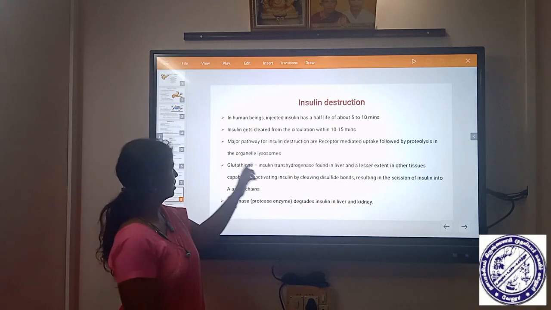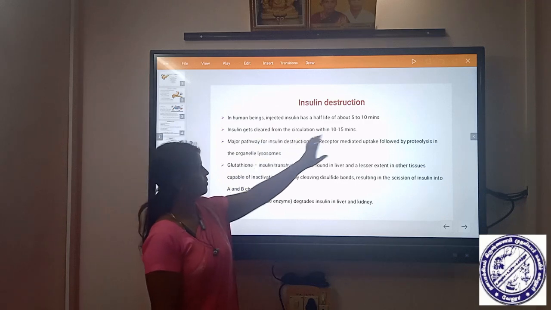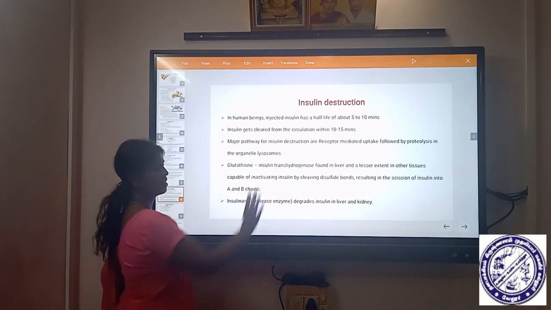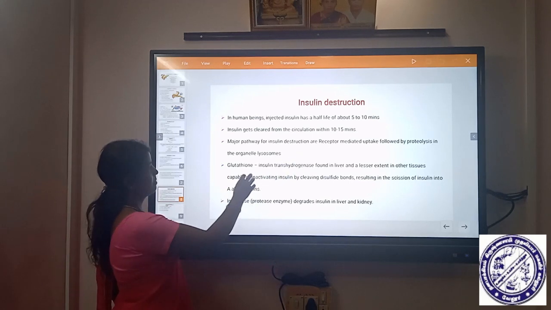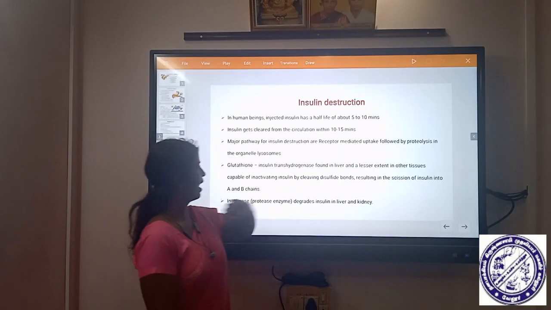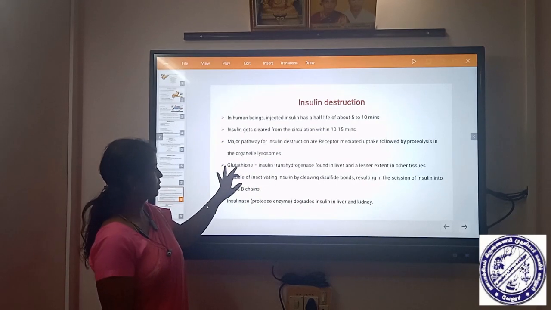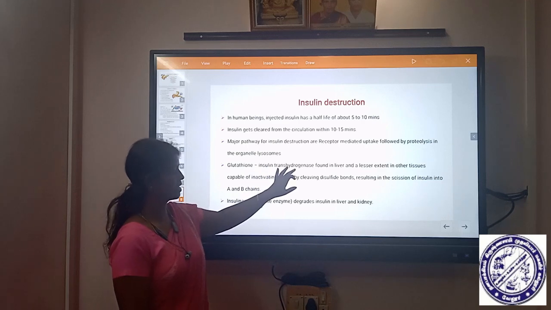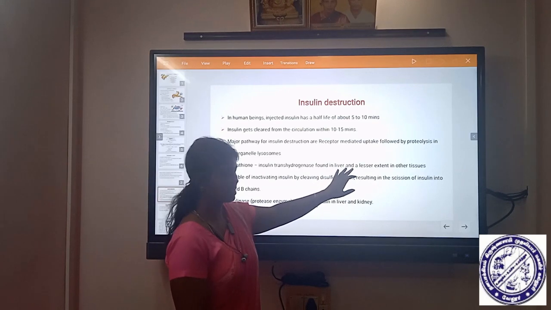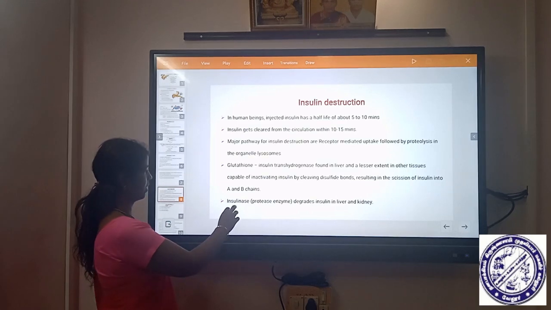Then insulin destruction. In human beings, injected insulin has a half-life of about 5 to 10 minutes and it gets circulated within 10 to 15 minutes. The major destruction pathway of insulin is receptor-mediated hydrolysis. This takes place in the organelle called lysosome. Then glutathione insulin transhydrogenase is an enzyme present in the liver, and to a lesser extent in some other tissues, that catalyzes the degradation of the insulin molecule.